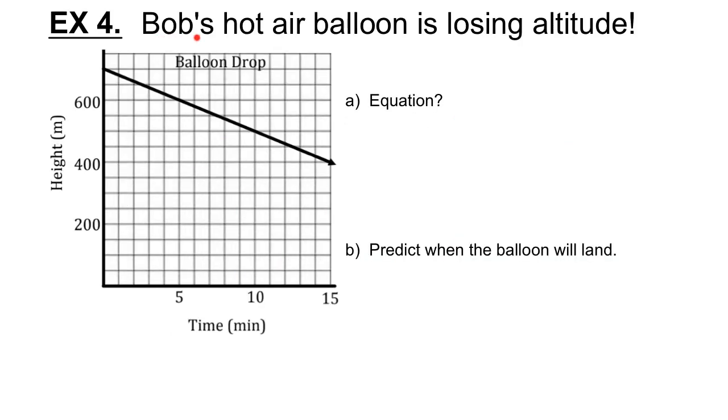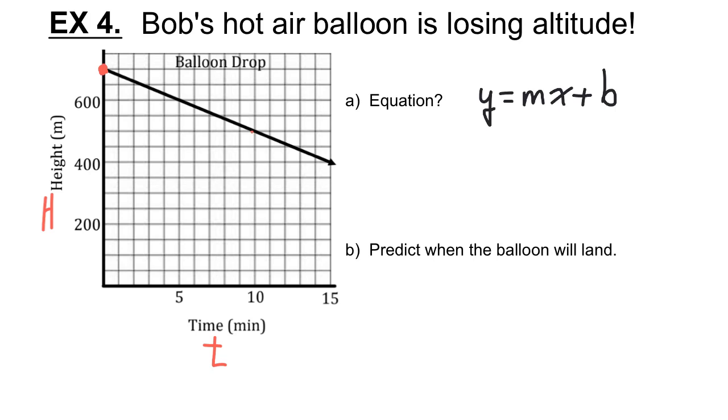My next example, Bob's hot air balloon is losing altitude. Oh no, so we have the height of the hot air balloon over time in minutes. So he's starting at a height of 650 meters, and his height is slowly decreasing over time. So we're going to find an equation, and we're going to predict when the balloon will land. I'm going to use the variables h and t to represent my height and my time. So my initial value is 650 meters, but what's my rate of change? Well, I have to figure that out.